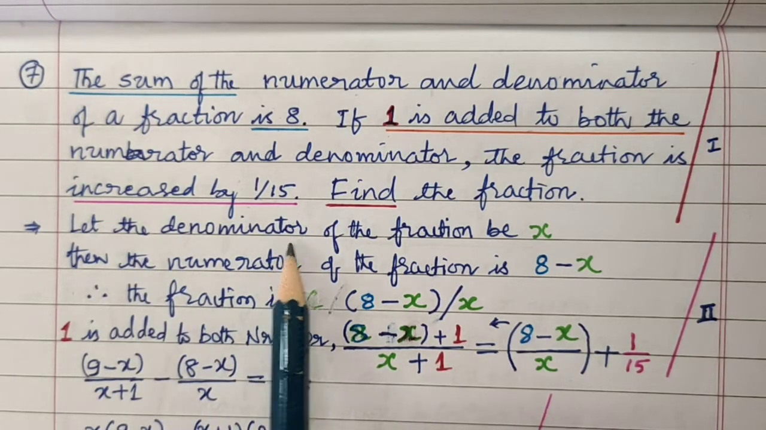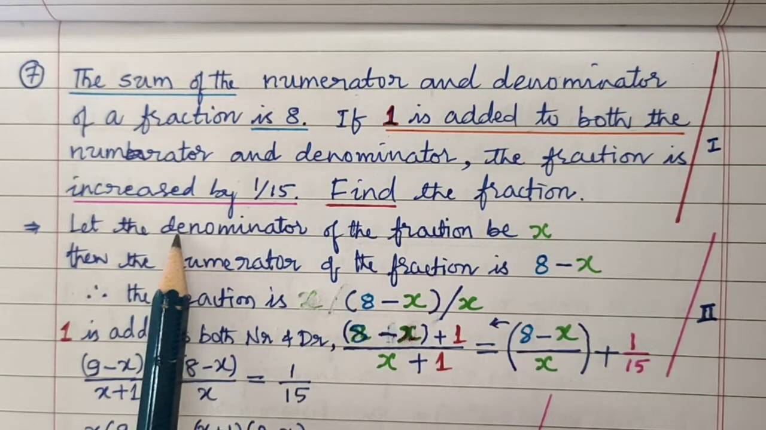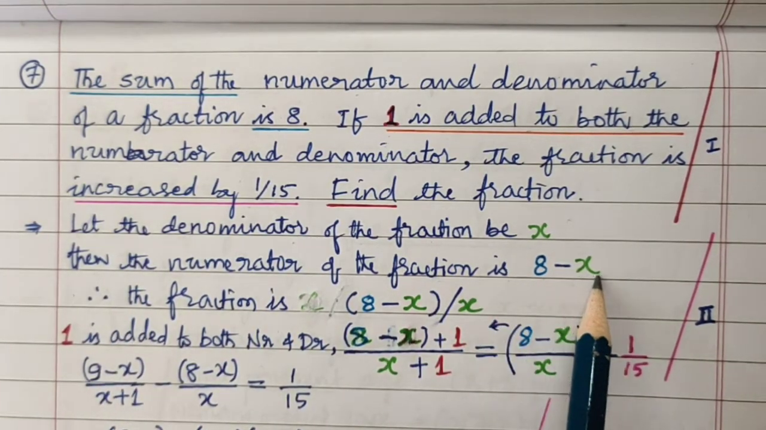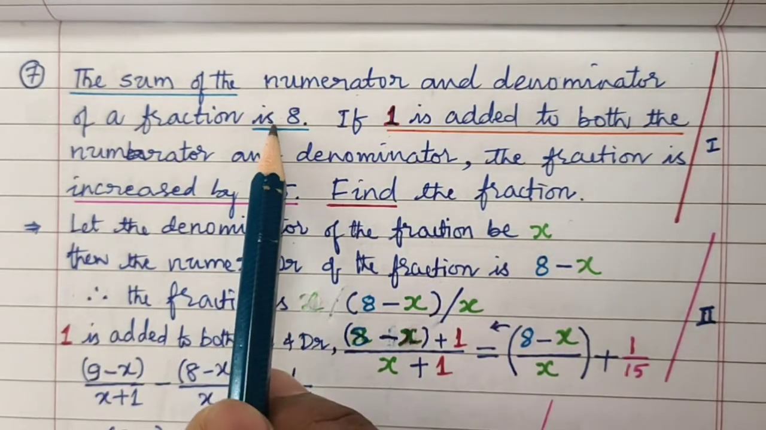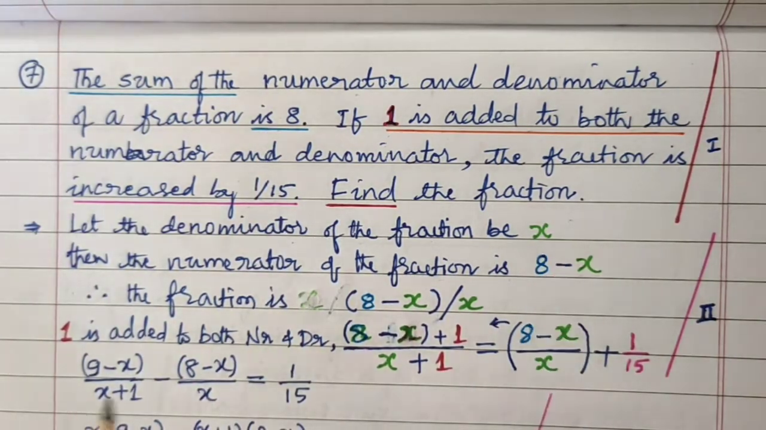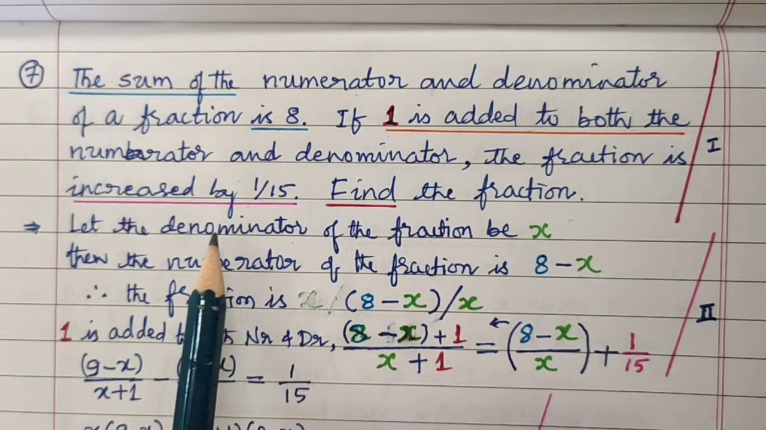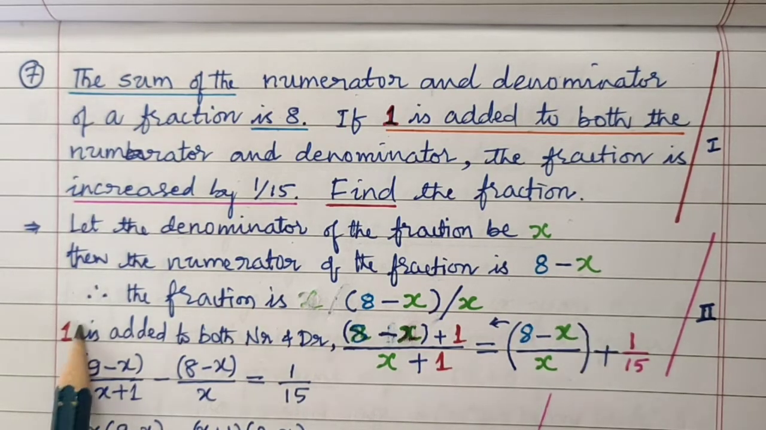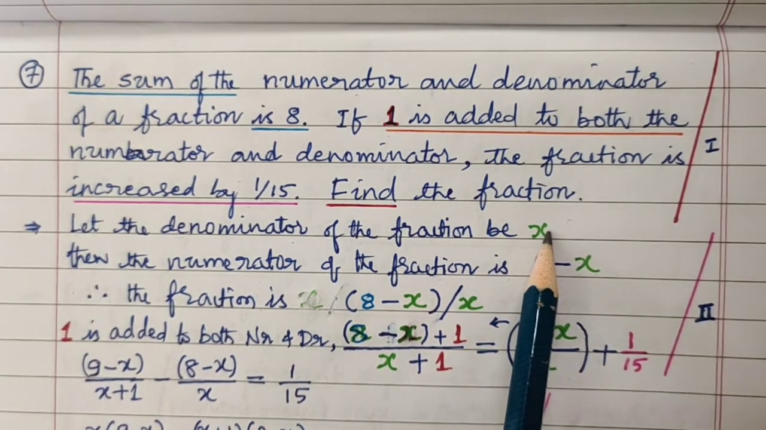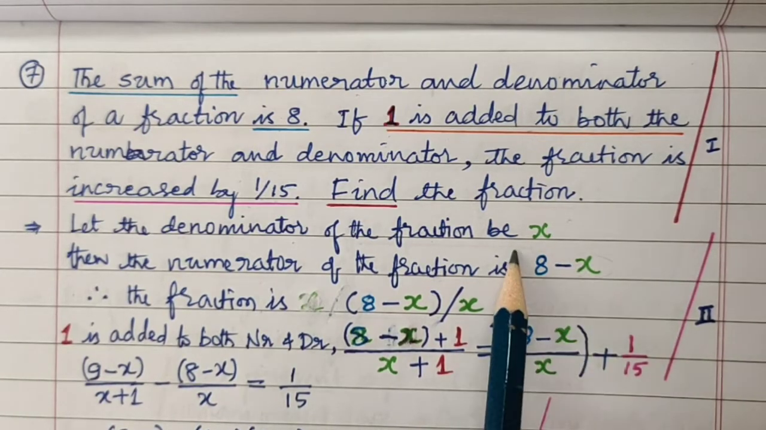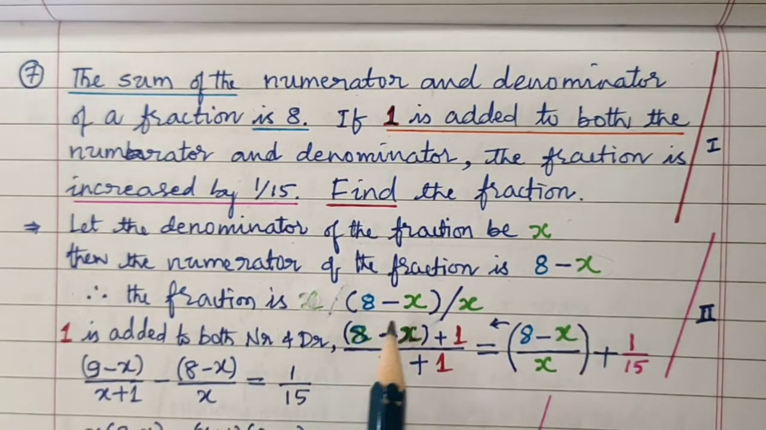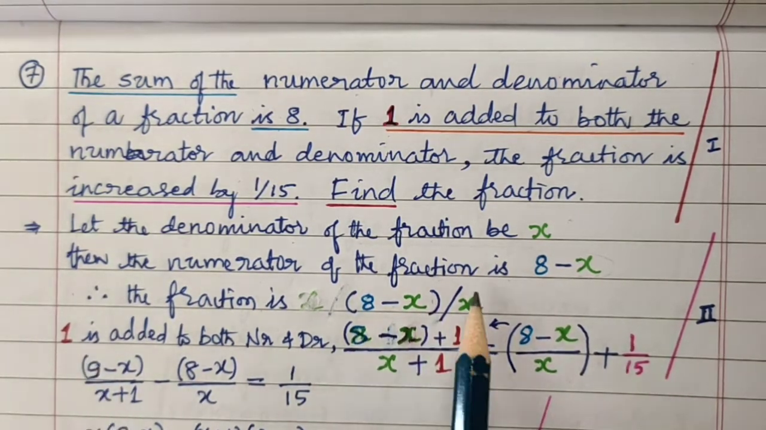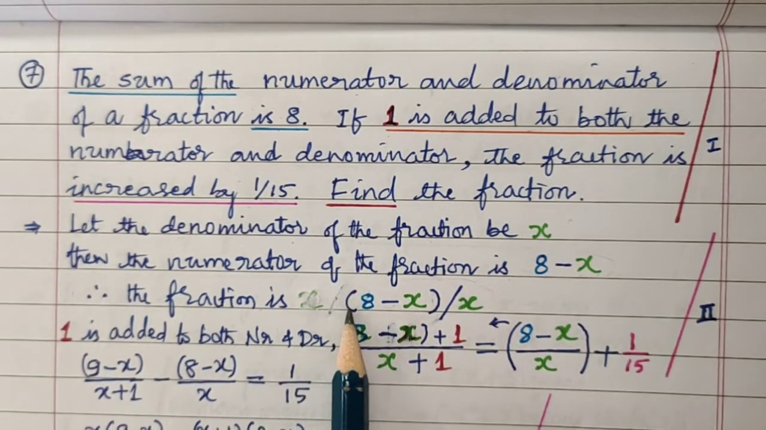Let the denominator of the fraction be x. We are taking the denominator as x. Then the numerator of the fraction is 8 minus x, because they have given that the sum of the numerator and the denominator is 8. If you take one as x, the other is going to be 8 minus x. So we have taken the denominator as x and the numerator is going to be 8 minus x.